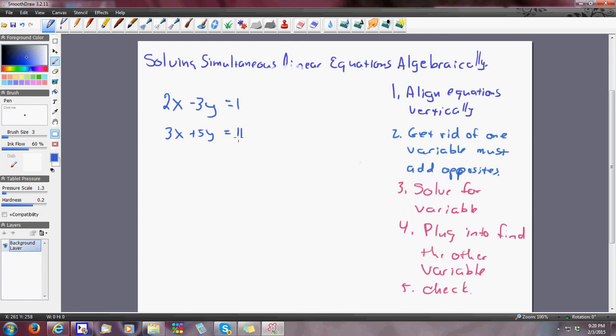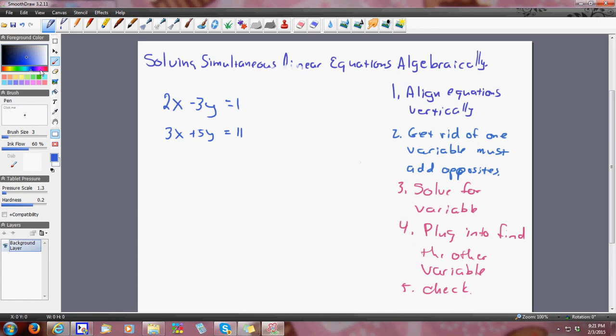Alright, now, because I want to just make sure that we get the full effect. 2 and 3 is 5, and negative 3 and 5 is 2, so I need to get rid of one of my variables. The problem is I can't make a 2 into a 3, nor can I make a 3 into a 2. I can't make a 3 into a 5, and I can't make a 5 into a 3.